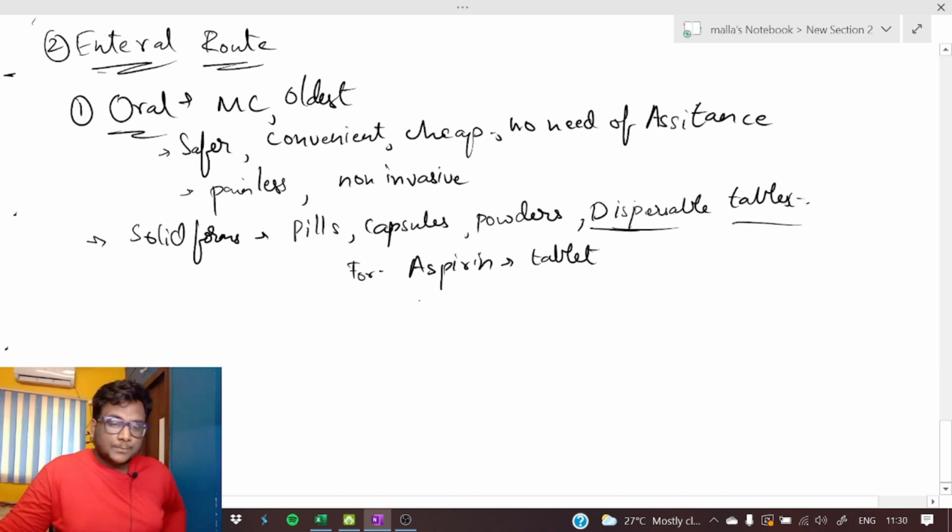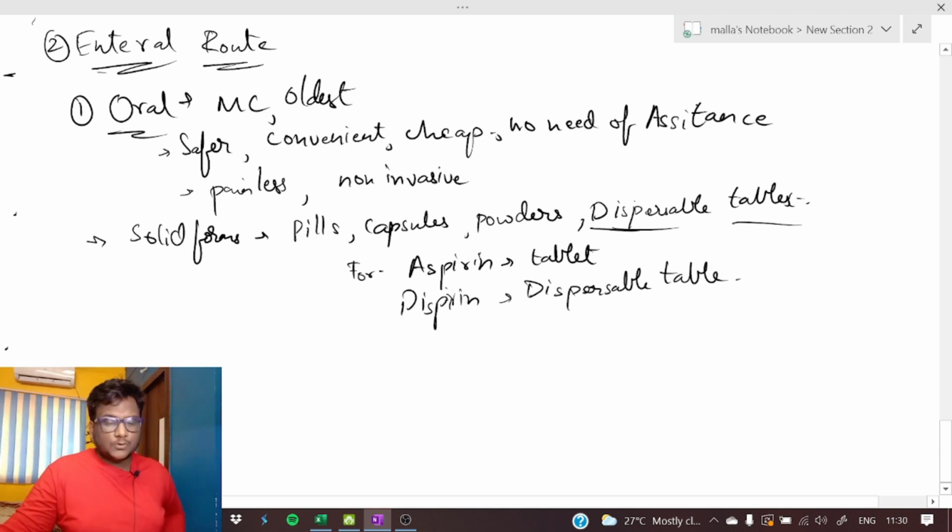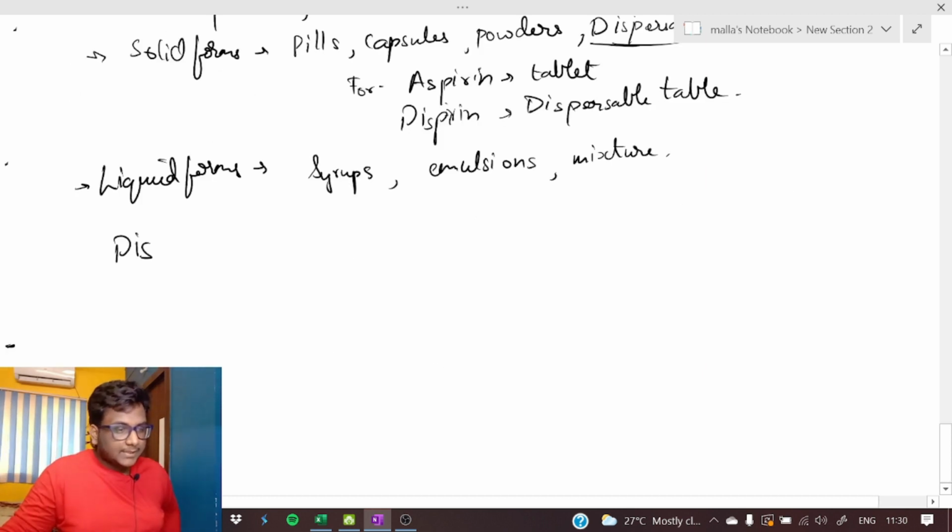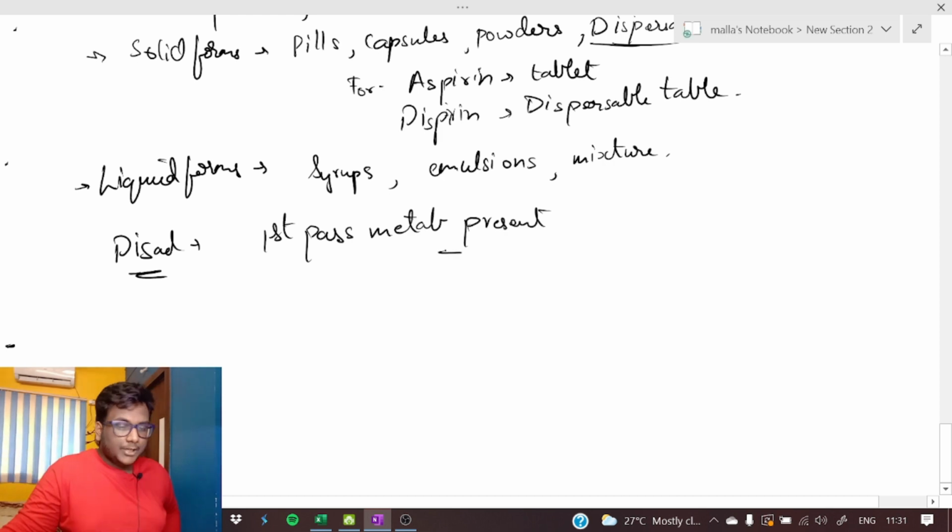So Disprin is a form of dispersible tablet which is more fastly dispersible, so fast action is seen. And the other forms are liquid forms like syrups, emulsions, and mixtures, etc. The main disadvantages of the oral forms are first pass metabolism is present, due to which there is a decrease in bioavailability. What is bioavailability? Bioavailability is nothing but the total drug which reaches the systemic part of the circulation.